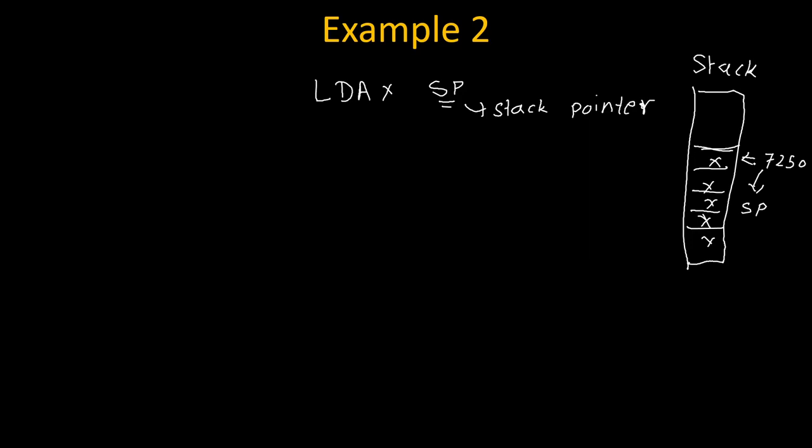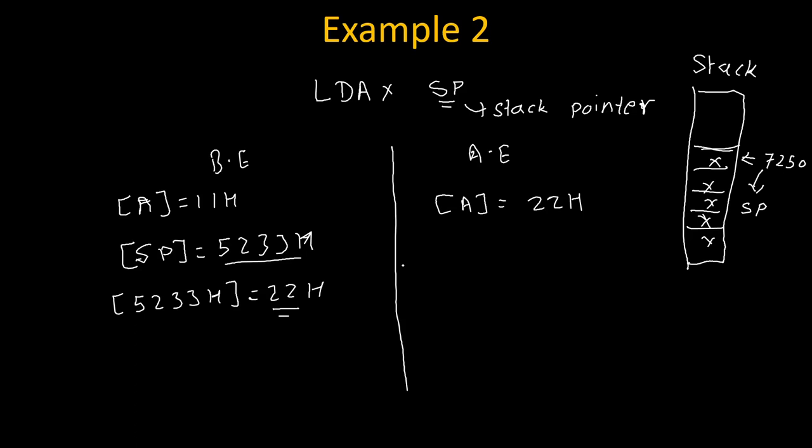Now let's take what will happen because of this instruction. Before execution, we should check what is the value of accumulator, let's say 11H, and what is value of stack pointer. Stack pointer is, let's say, 5233H. Then on 5233H, what data is there, that we will check, and let's say that value is 22H. So what will happen? The content of stack pointer will get copied. After execution, content of stack pointer is 5233H and its content is 22H. So that 22H will get copied inside the accumulator, and your accumulator will become 22H, whereas content of stack pointer will remain same, 5233H, and the content of 5233H will remain 22H.